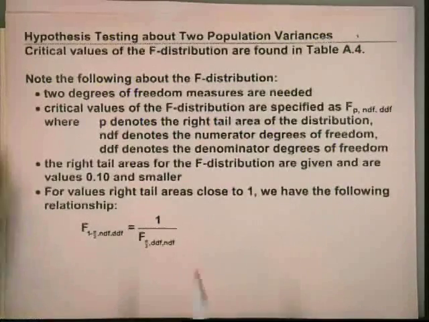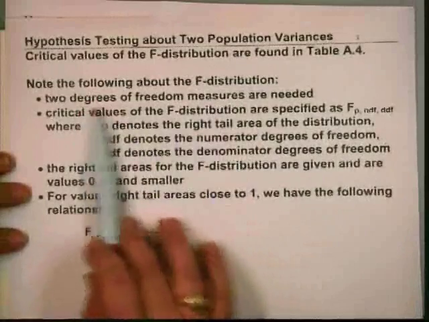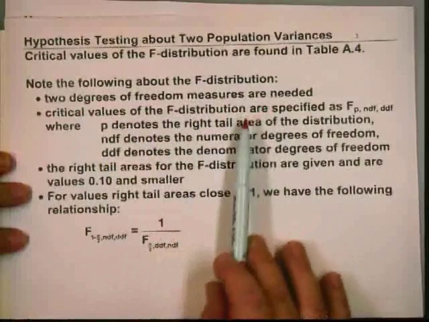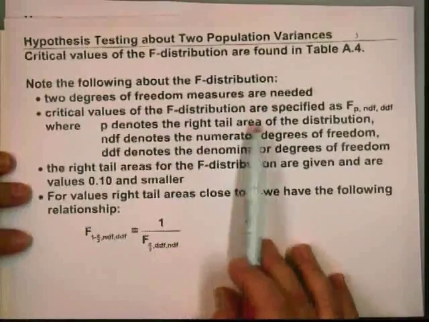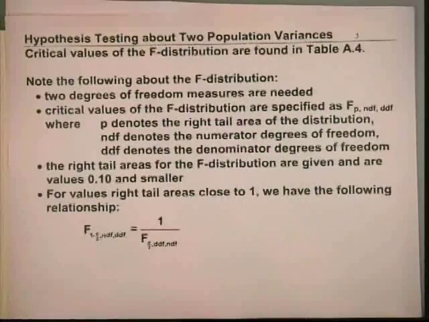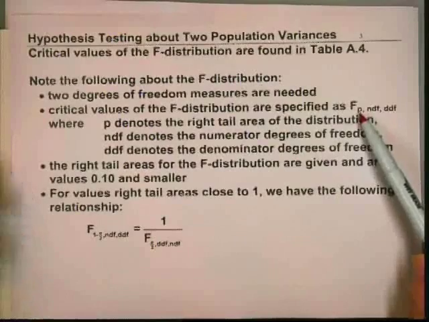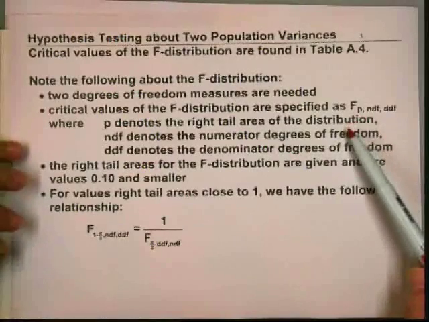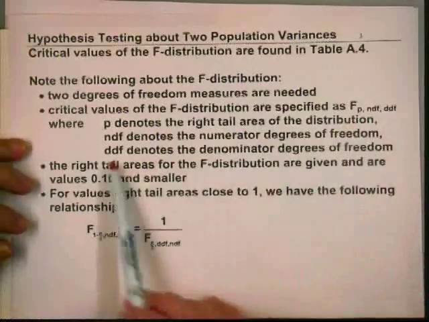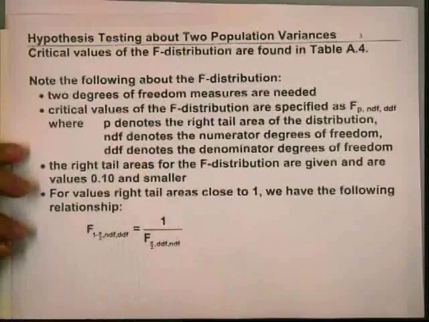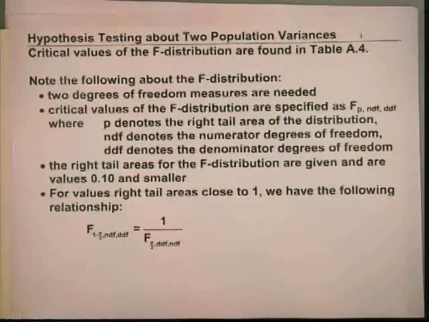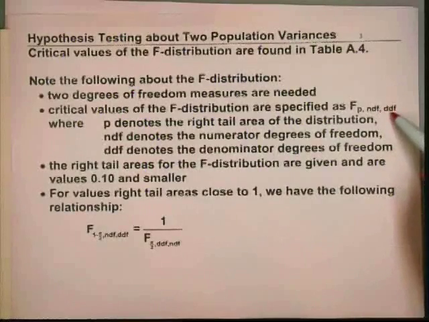Note the following about the F distribution. Two degrees of freedom measures are needed. Critical values of the F distribution are specified as follows in our textbook. The first value uses P, that column header, which is the right tail area or right-hand area. NDF denotes numerator degrees of freedom, and DDF denominator degrees of freedom, and they are always listed numerator first, denominator second.